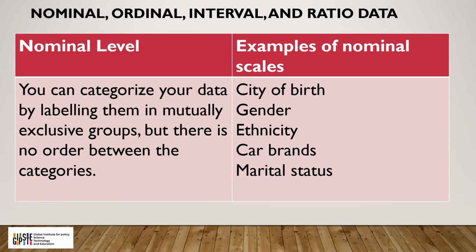Examples of nominal scales could be city of birth. It can be gender. It can be ethnicity. It can be car brands. It can be marital status. It can be different levels that may take different categories. As long as the variable takes 2 or more categories, then it falls under nominal levels.